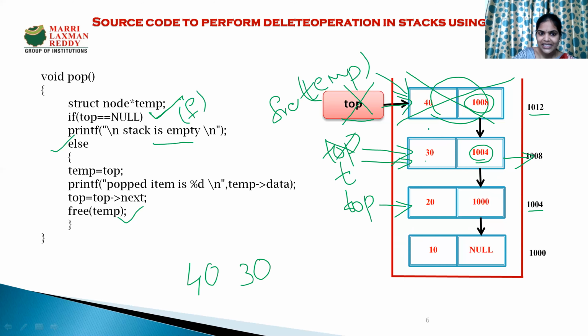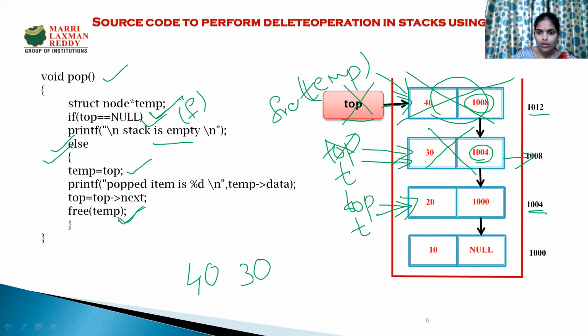Now I'm deleting this node with the help of free of temp. So this is deleted. Now again, if I perform a pop operation, I'm checking whether top is null or not. No, top is not null. Top is pointing to the 1004 location. So I go to the else part again. Again, I'm assigning temp equal to top. So temp is here now.